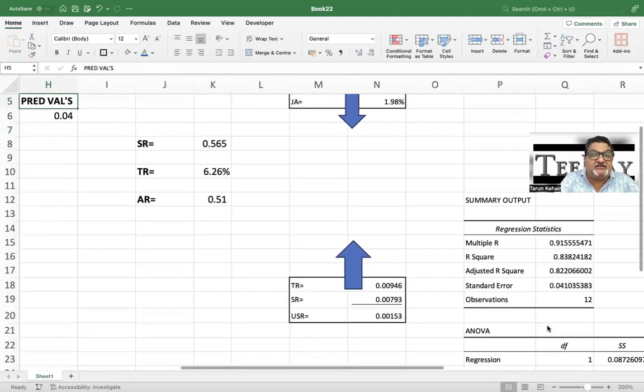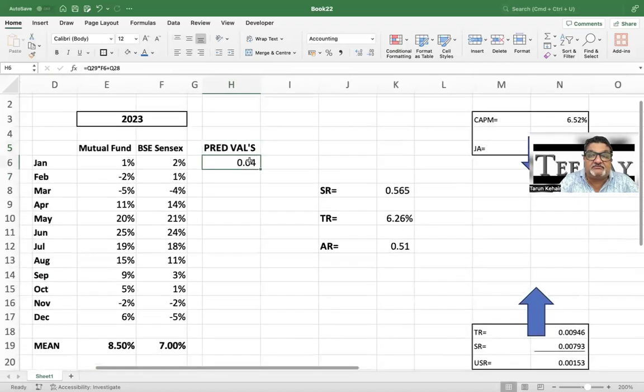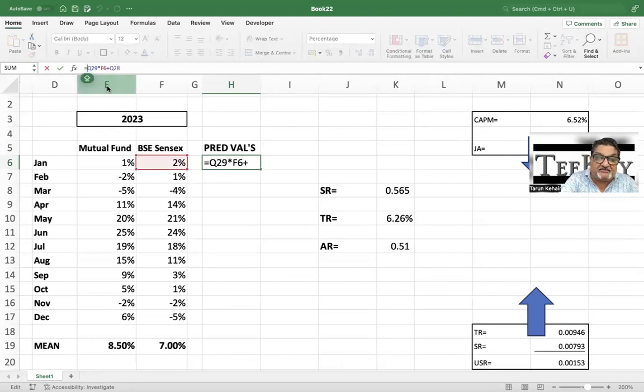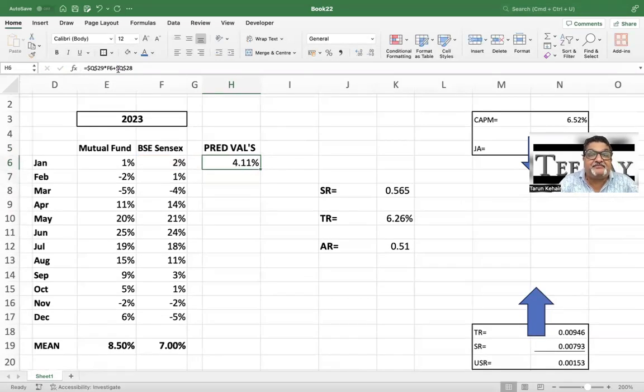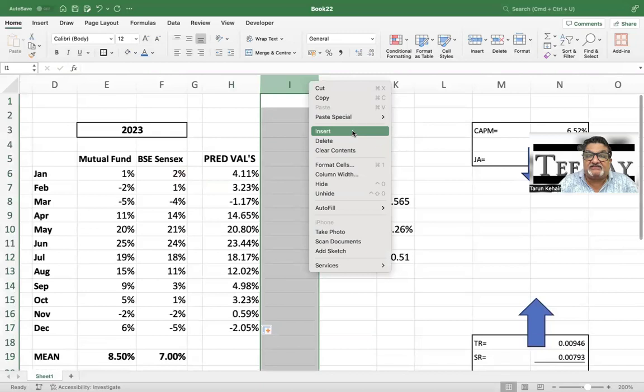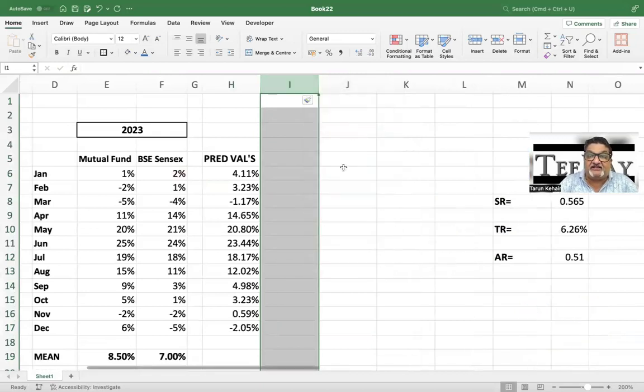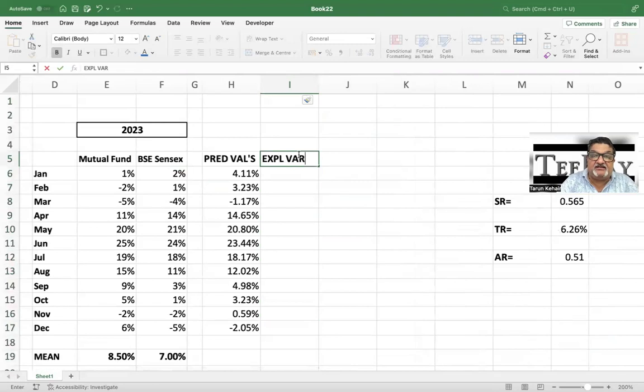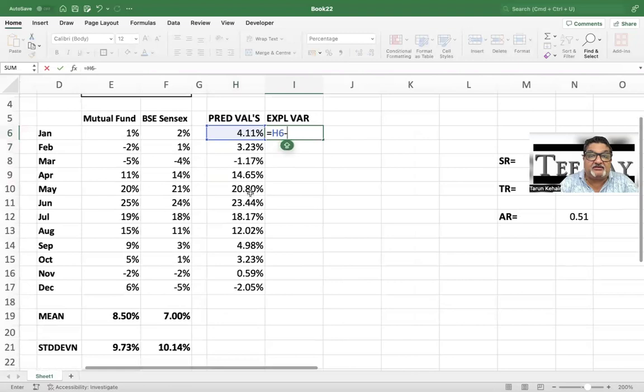उसके बाद what we will do is we will freeze these predicted values. Rather, we'll freeze only the M and C in the predicted values, and we'll drag it down. तो ये आपके predicted values हो गई. Now what we will do, we will try to find out the explained and the unexplained variances. The explained variance will be nothing but your modeled values minus the mean return of the mutual fund.